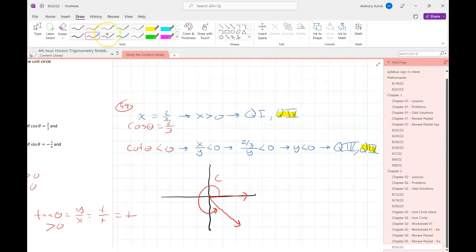So that's going to be what my theta looks like, or at least an angle that's coterminal to what my theta looks like. So far, so good? Yeah.